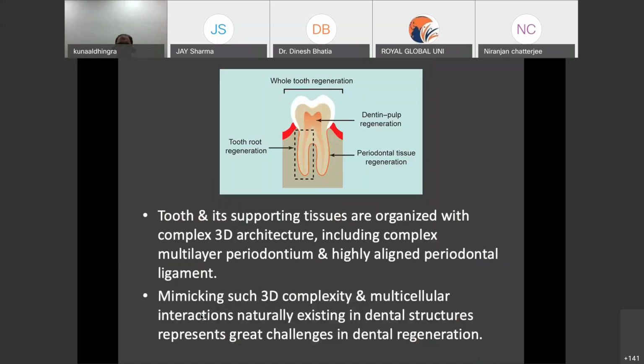So tooth and its supporting tissues are organized with a complex 3D structure, including a complex multi-layer periodontium and highly aligned periodontal ligament. Mimicking such 3D complexity and multicellular interactions, which naturally exist in the dental structures, represents a great challenge in dental regeneration. So mimicking what nature has made is really a challenge for us.